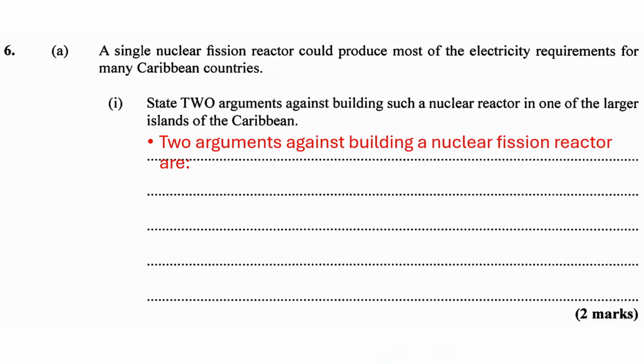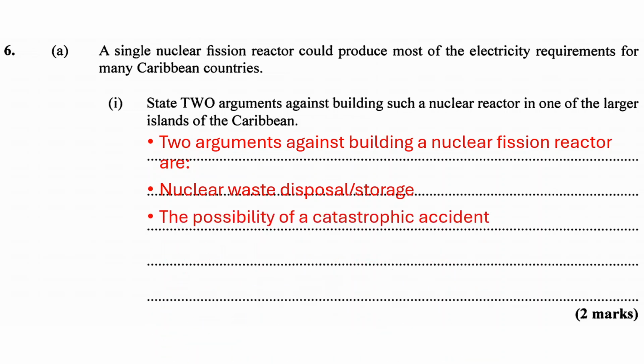So 2 arguments against building a nuclear fission reactor are, you could say, the issue of nuclear waste disposal or storage, and the possibility of a catastrophic accident. Or you could pick as well from this option the huge initial construction costs. Any 2 of those would work.